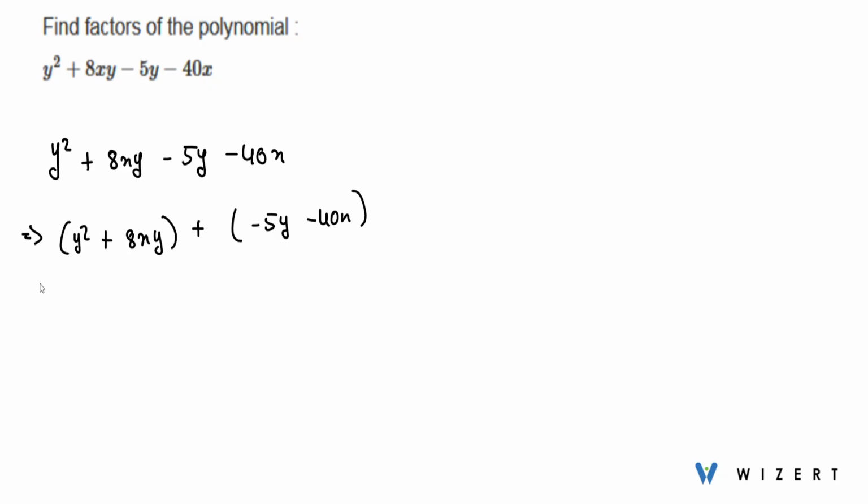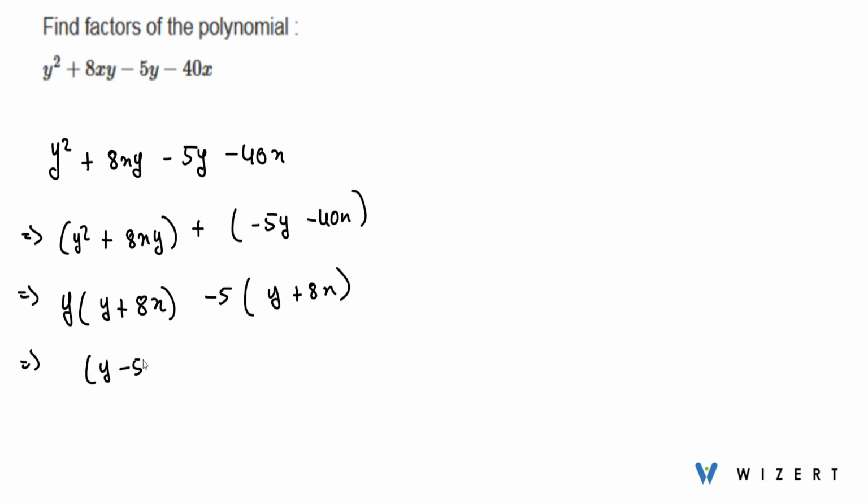Now if you observe carefully, from y square plus 8xy we can take y common from both the terms. So it will become y multiplied by (y plus 8x), and from the second pair of brackets we can take minus 5 common. So it will become minus 5 multiplied by (y plus 8x). So it will become (y minus 5) whole multiplied by (y plus 8x). Thus we have expressed the given polynomial in its factorized form. So this will be our required final answer.